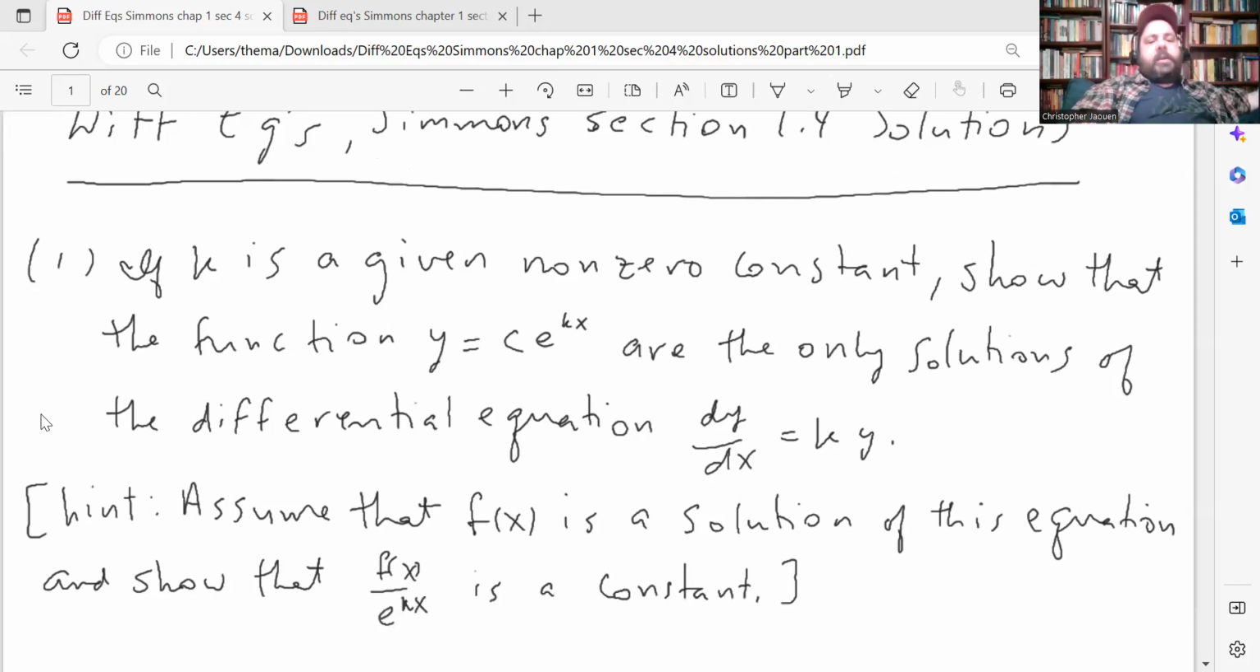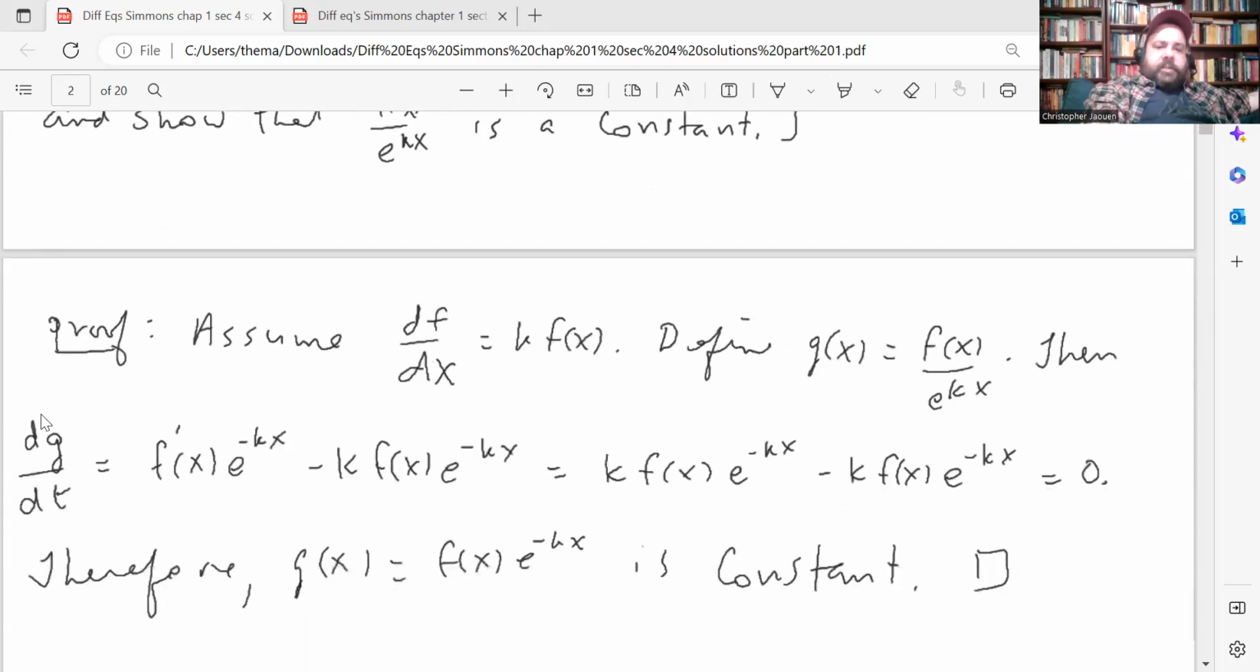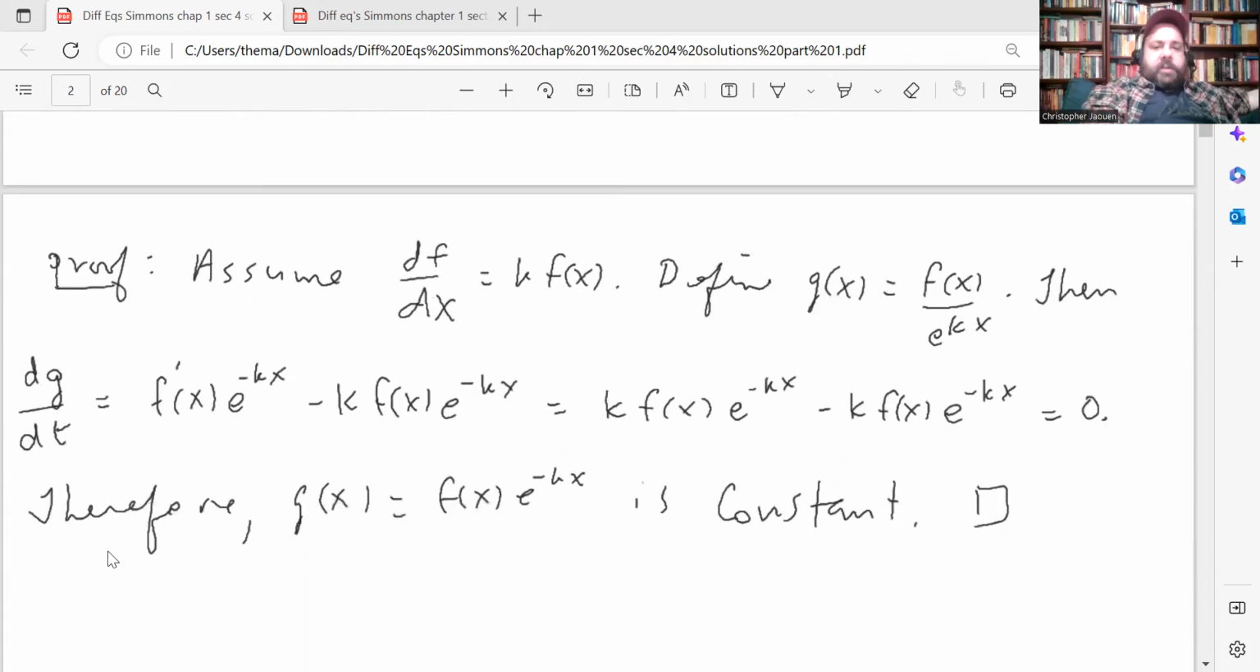So 1 says, if k is a given non-zero constant, show that the function y equals c e to the kx are the only solutions of the differential equation dy/dx equals ky. He does give a hint here. He says, assume that f of x is a solution of this equation, and show that f of x over e to the kx is a constant. All right, so that's what I did, basically. I just followed his hint.